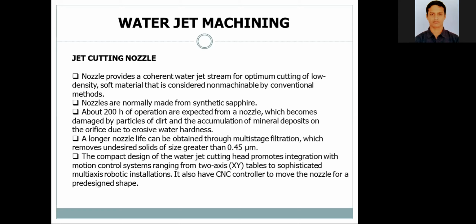The compact design of the water jet cutting head promotes integration with motion control systems ranging from two axis to sophisticated multi-axis robotic installations. It also has a CNC controller to move the nozzle for a pre-designed shape.